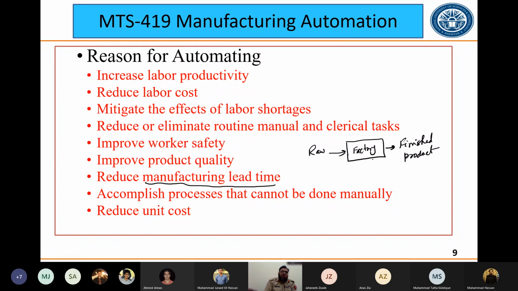So the time spent in the factory is called the manufacturing lead time. And we can accomplish the processes which cannot be done manually, so we can use machines for this, and we can reduce the unit cost. How? By going into mass production. Mass production is possible due to automation, and that will actually result in reduction of the unit cost. Okay, so let's move forward.